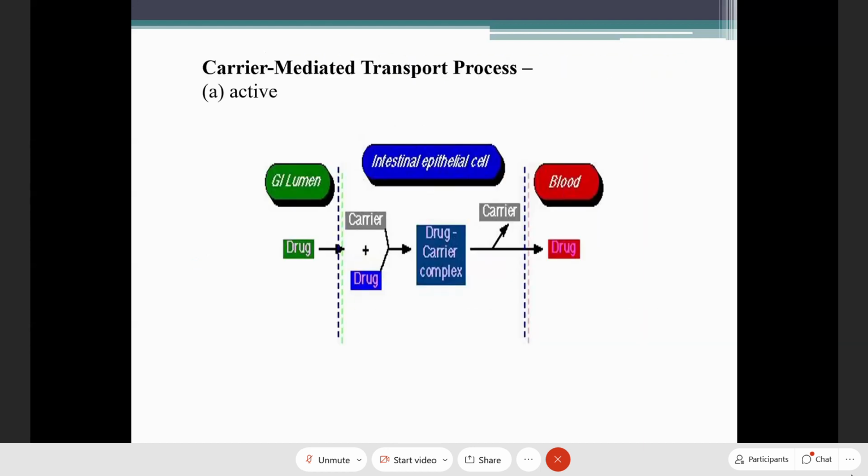This is just to show you the active transportation, where in the GIT lumen the drug is transported with a carrier molecule, forms a complex, and goes into the blood circulation.